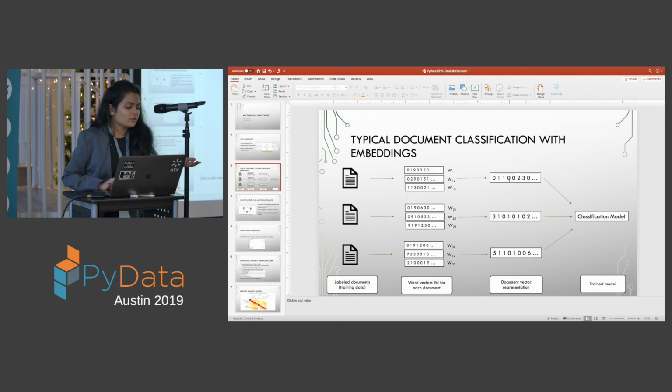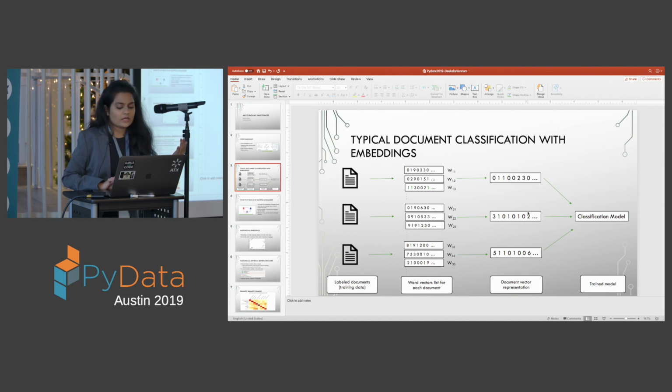You can do that in multiple ways. One of the common ways is to do an element-wise mean of all the words in your document, and you get a document vector representation. You can avoid this if you're using document vector representation models as well, like doc2vec, which directly gives you an embedding for your document instead of starting with word vectors.